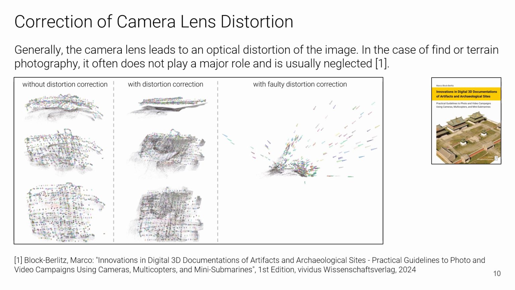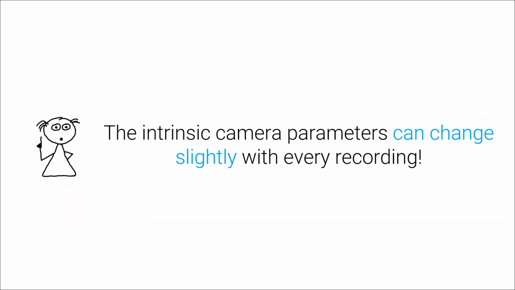However, the distortion correction of the camera images is a very sensitive step where great care is required. Wrong parameters can very easily lead to completely incorrect results, as the example on the right clearly shows. But be careful. The intrinsic camera parameters can change slightly with every recording. They are dependent on temperature and altitude.